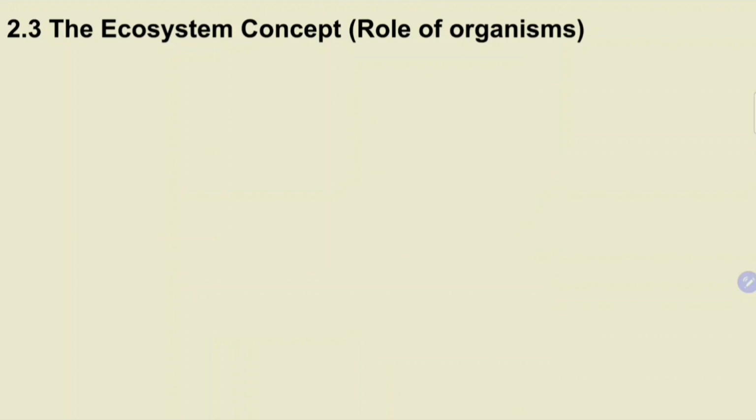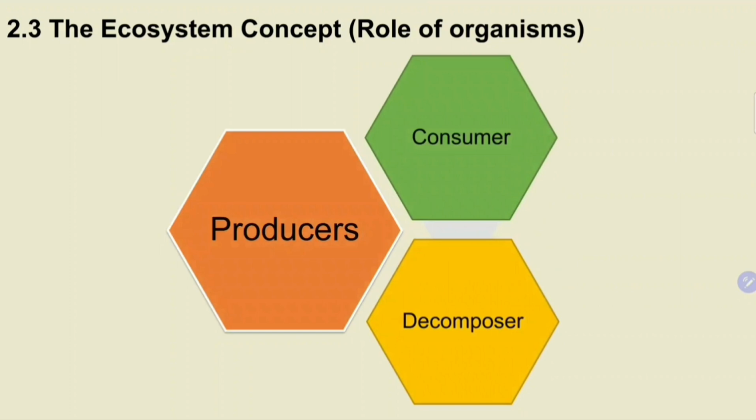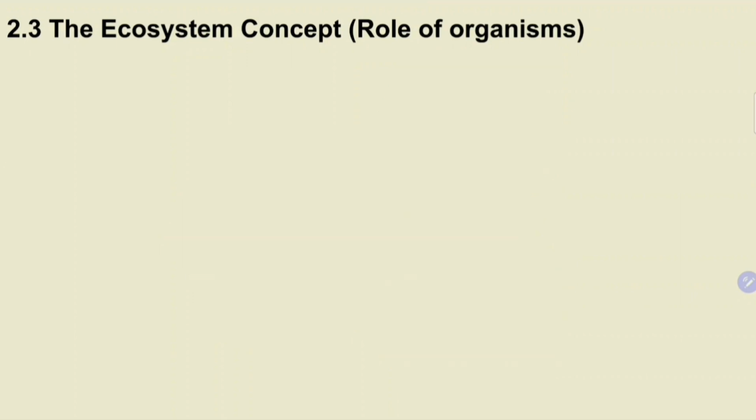Seterusnya, kita akan tengok the role of organisms. So in general, there are three main role of organisms that exist in the ecosystem, either acting as a producer or a consumer or a decomposer. So ada tiga kumpulan role of organisms.